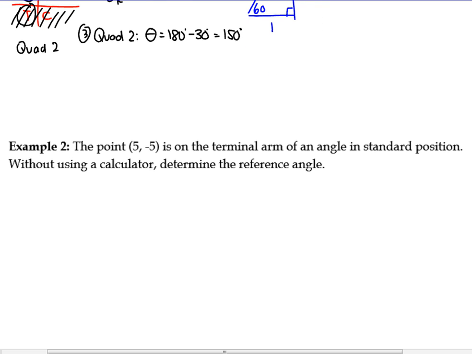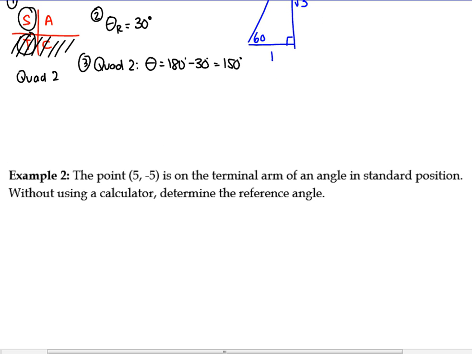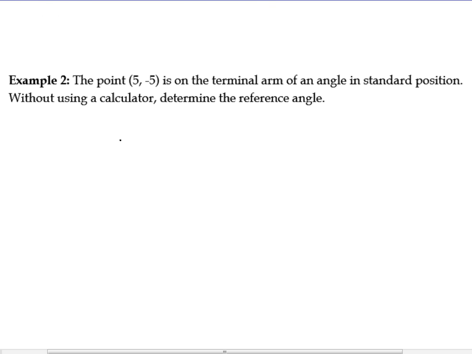Okay, the point 5 and negative 5 is on the terminal arm of an angle in standard position. Without using a calculator, determine the reference angle. Okay, what quadrant would this point land in? X is positive, Y is negative. Quadrant 4.